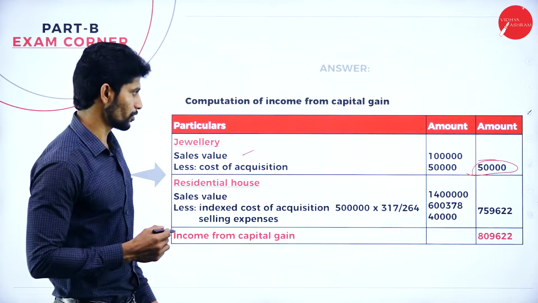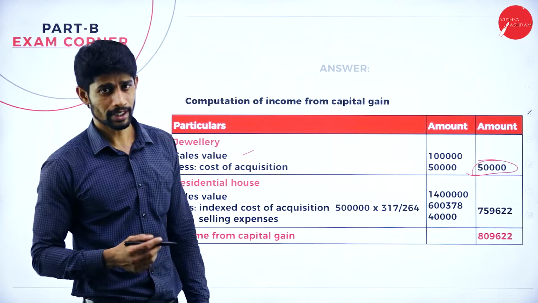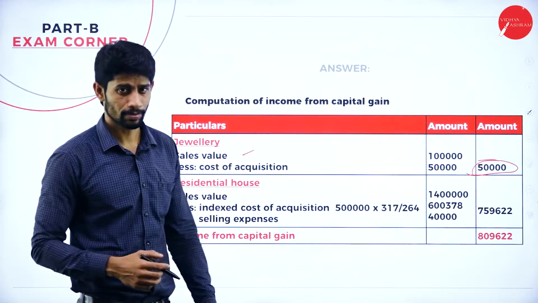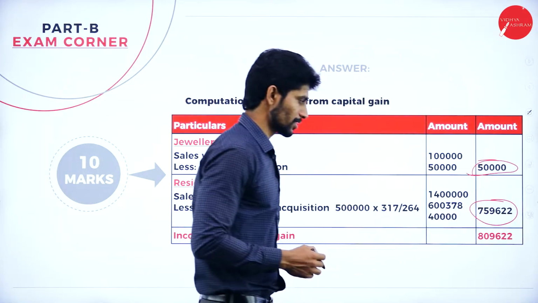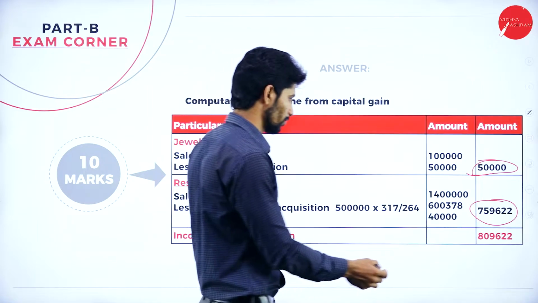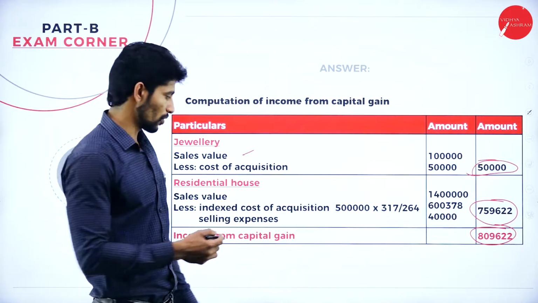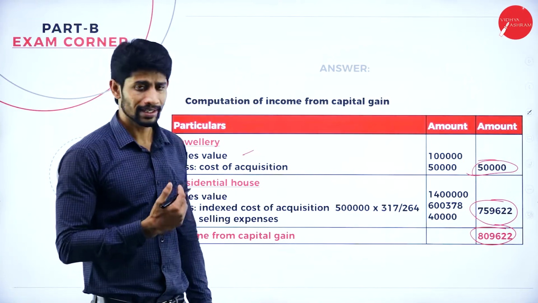Next, residential house. It is a long-term asset, so you are supposed to deduct the indexed cost. Sales value minus indexed cost and selling expenses, you will get the balance of 7,59,622, and the total of the outer column is 8,09,622. That is called income from capital gain. They might ask this one for 10 marks.